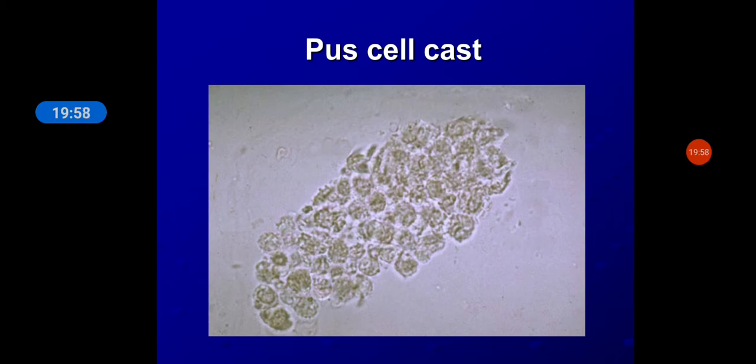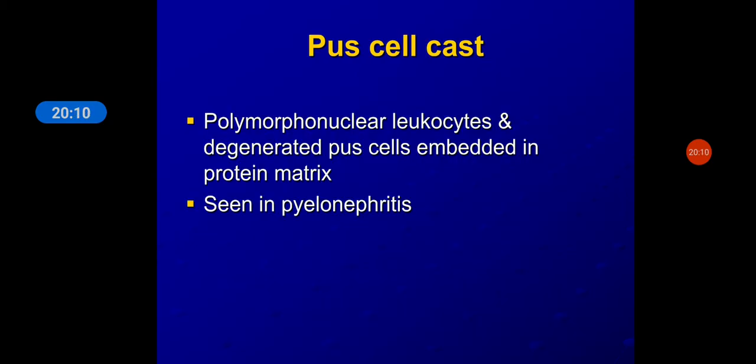Next is pus cell cast. From the name itself, pus cell, so it is some form of infection. It can be acute pyelonephritis, or even in case of acute glomerulonephritis, you can get pus cell cast. They're nothing but polymorphonuclear leukocytes and some degenerated pus cells which are embedded within the protein matrix.